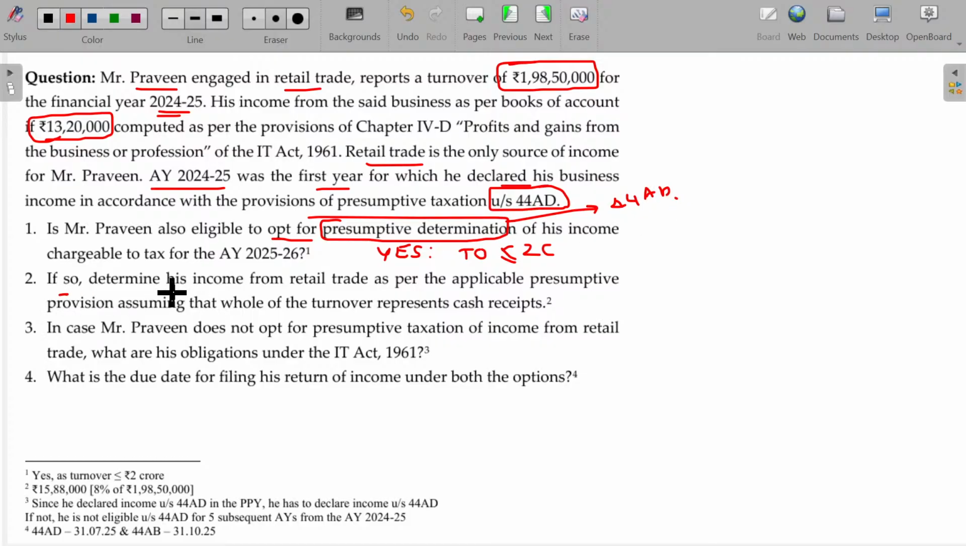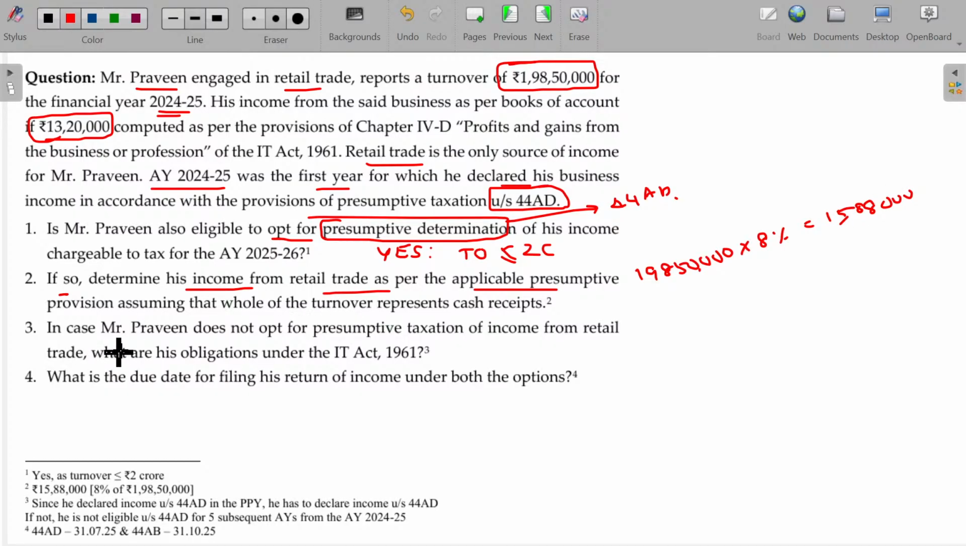If so, determine his total income from retail trade as per the applicable presumptive provisions. In case of presumptive income, 1 crore 98 lakhs 50,000 rupees. On that, I assume everything is collected in the form of cash, meaning 8% will be the presumptive income. What is that? 15 lakhs 88,000.